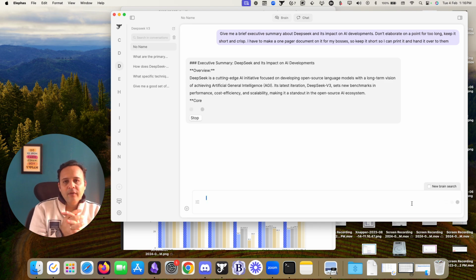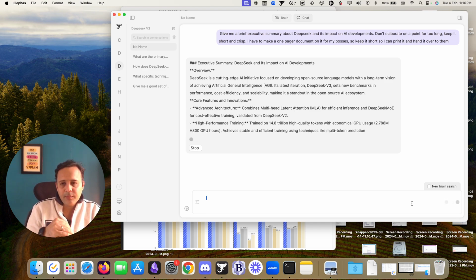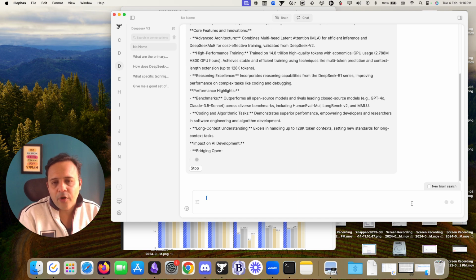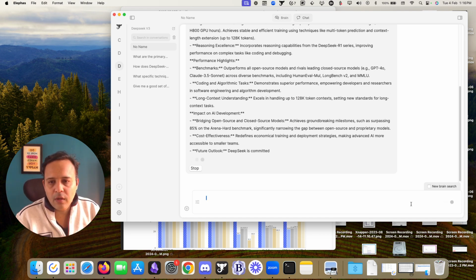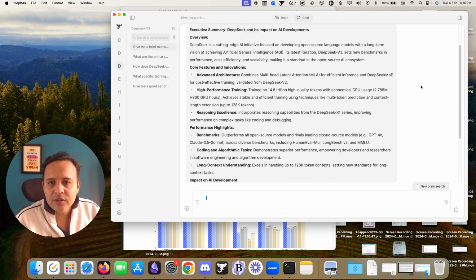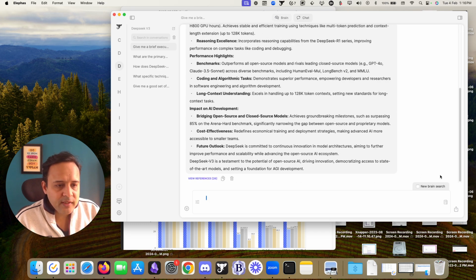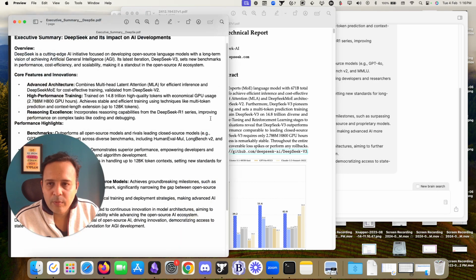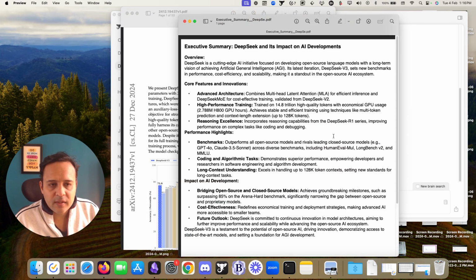So now it will give me a brief executive summary, a high level perspective of what DeepSeek is and how it helps. So this is good. Now a very cool thing is I can just export this as a PDF, and let me just check how big it is. Yeah, so this is the PDF and this is exactly one page. Advanced architecture, high performance training, benchmarks, coding and algorithm tasks, bridging open source, and future outlook. Very cool.